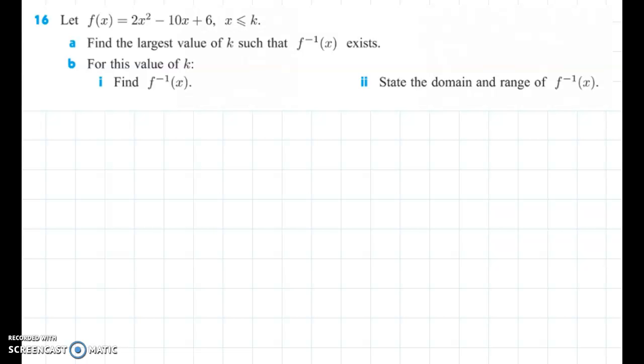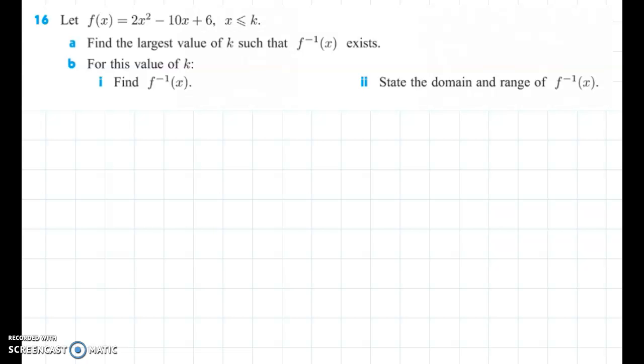Hello, in this video we have a function given by 2x squared minus 10x plus 6, and we want to restrict its domain to make sure that the inverse exists, and then we want to find the inverse and state the domain and the range of the inverse.